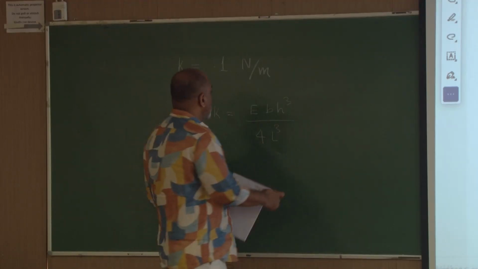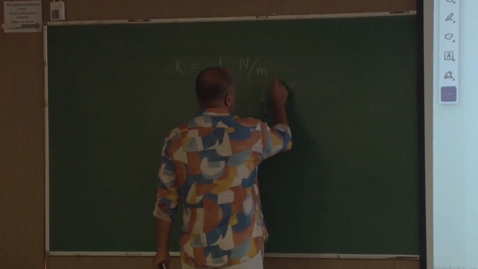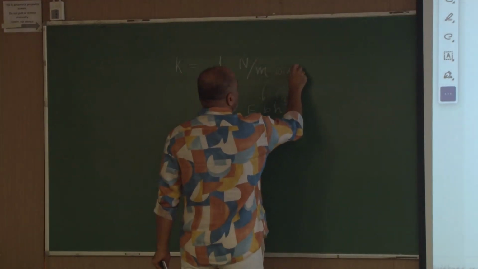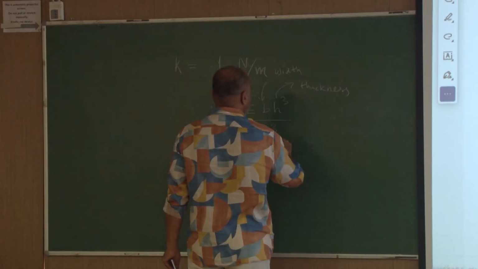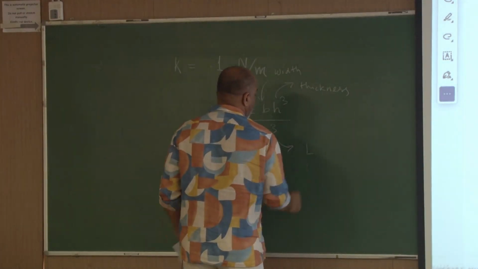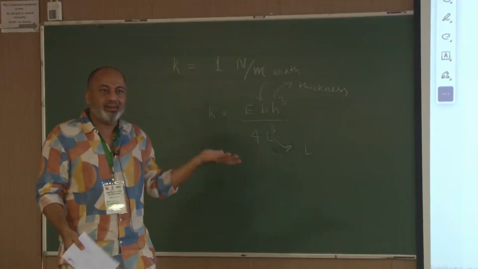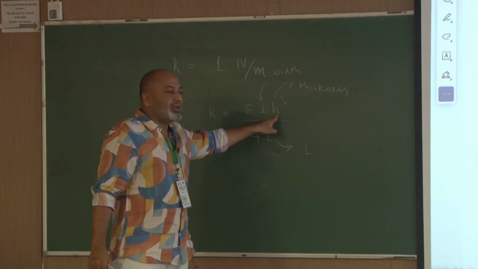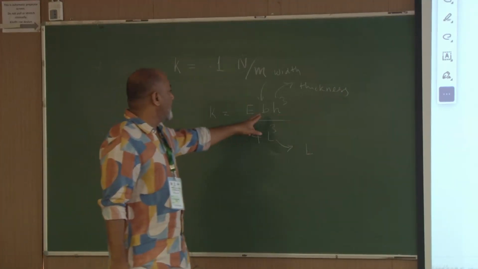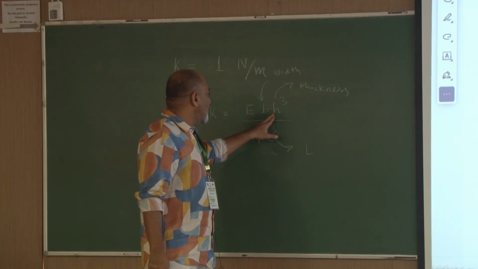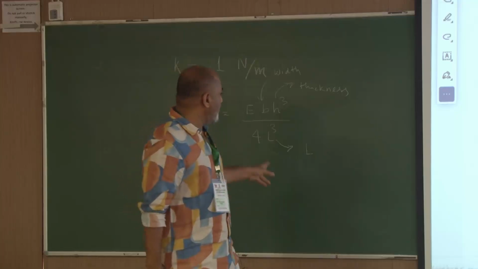Okay, so width, thickness, and that's length. So you can clearly see, if I make it long, it will be floppy. If I make it thin, also of course it will be floppy, and also if it's not too wide, it will also be floppy. So the thickness has to be as small as possible, length has to be as long as possible. So one can play with this.